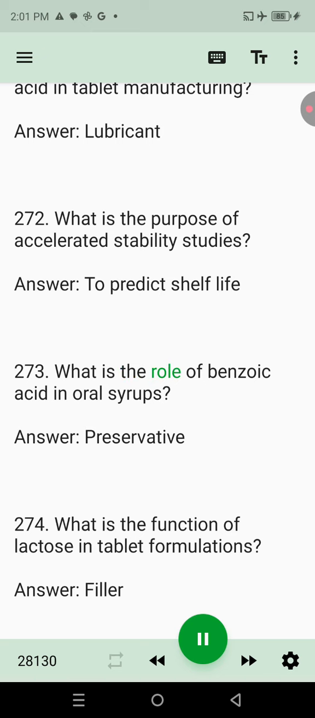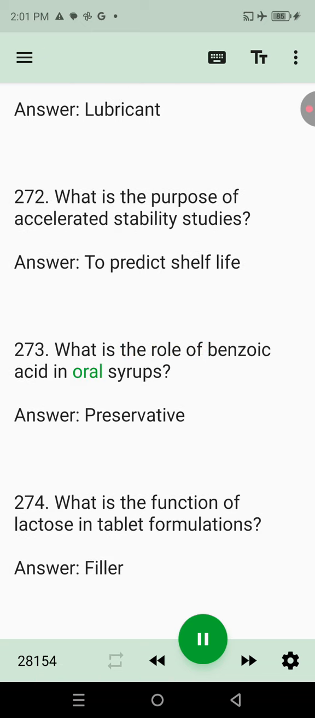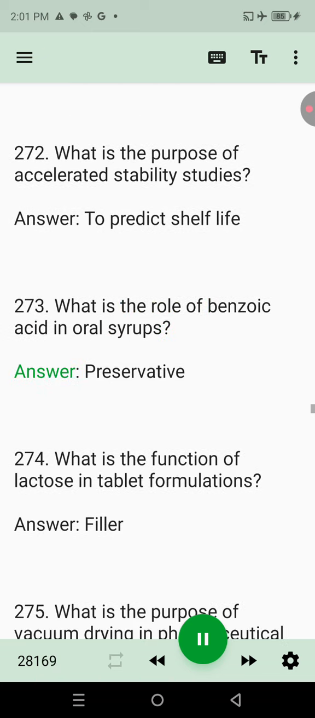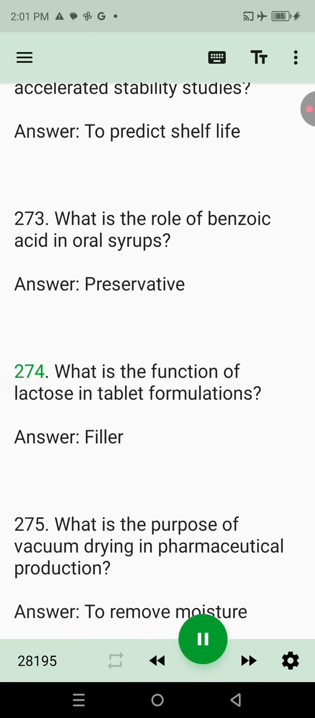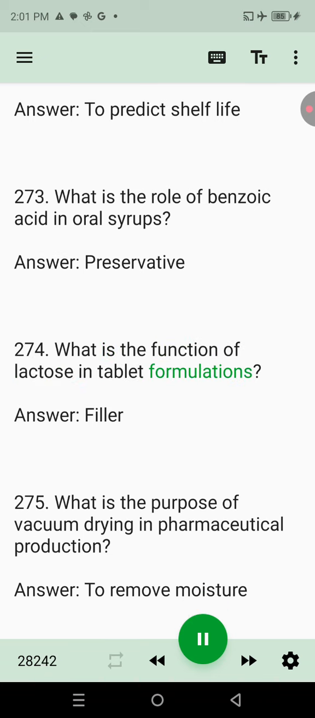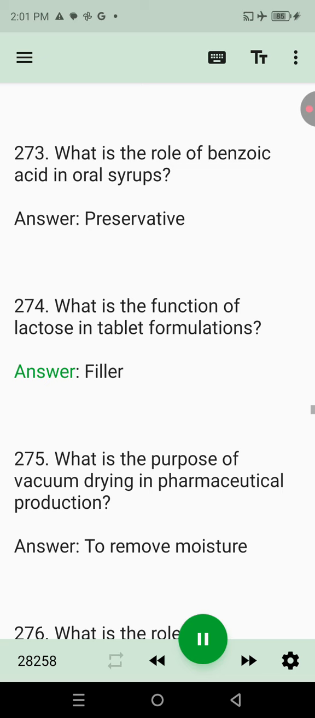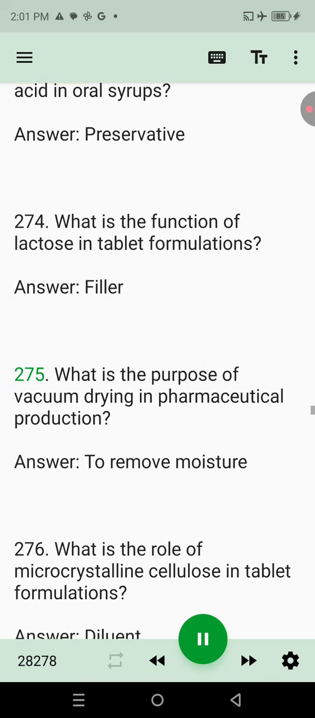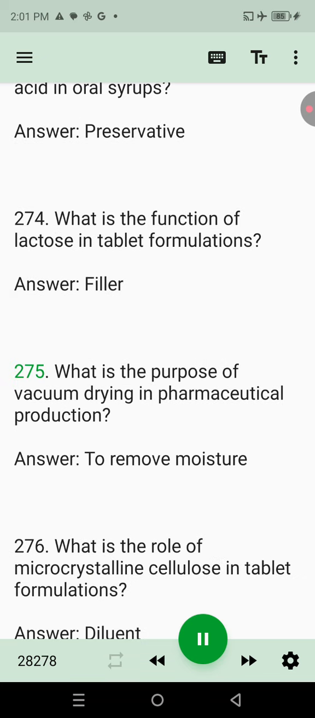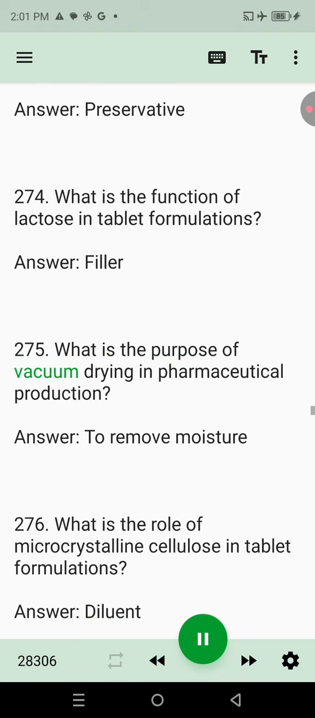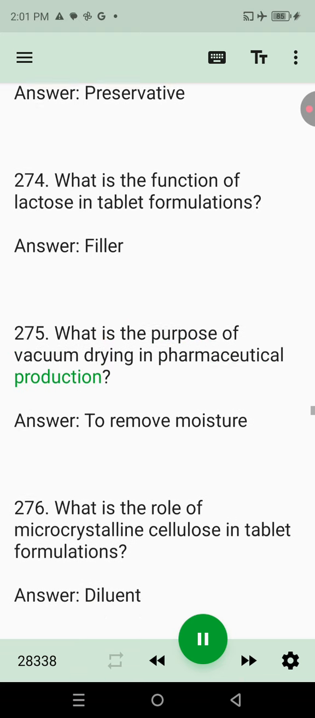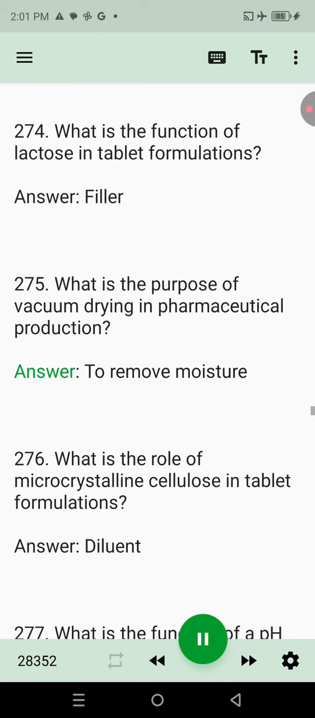273. What is the role of benzoic acid in oral syrups? Answer: preservative. 274. What is the function of lactose in tablet formulations? Answer: filler. 275. What is the purpose of vacuum drying in pharmaceutical production? Answer: to remove moisture.